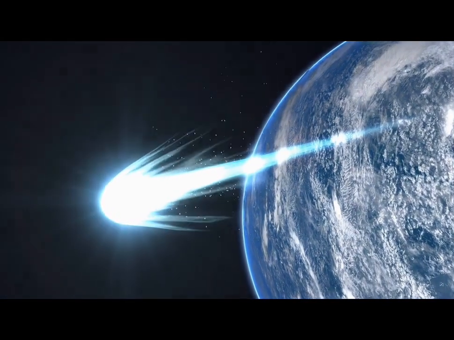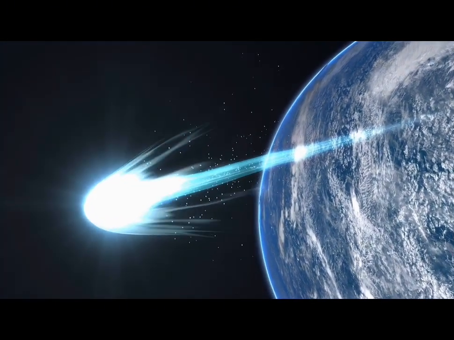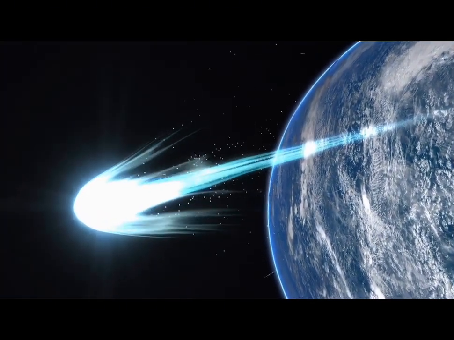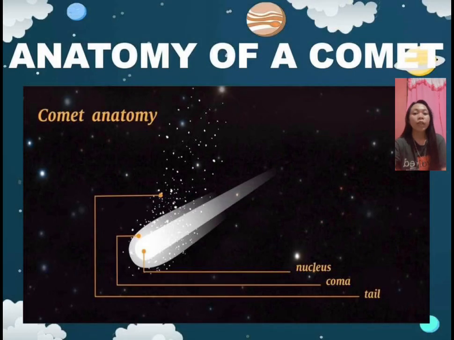Even though the nucleus may be only a few kilometers in size, the cloud, called a coma, can be thousands of kilometers across, even larger than Earth. Now let's proceed to the anatomy of a comet.